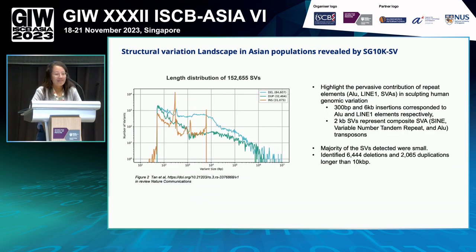We also look at the length distribution of the SVs that we detect in our dataset. We are able to identify three very distinctive peaks, the Alu, the LINE-1, as well as the SVA peaks, and they highlight the pervasive contributions of repeat elements in sculpting human variations. The majority of the SVs that we see in our dataset are very small, less than 10 kilobases, which is expected of short read sequencing data. However, we also do identify deletions and duplications longer than 10 kilobase pairs in our dataset.